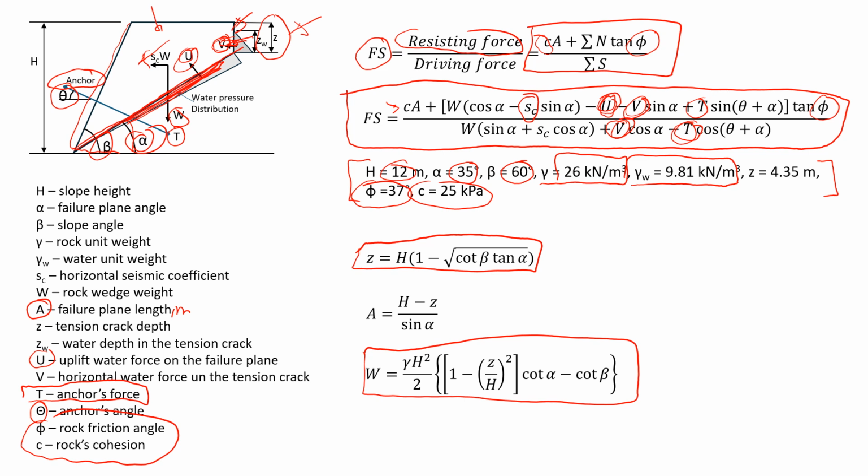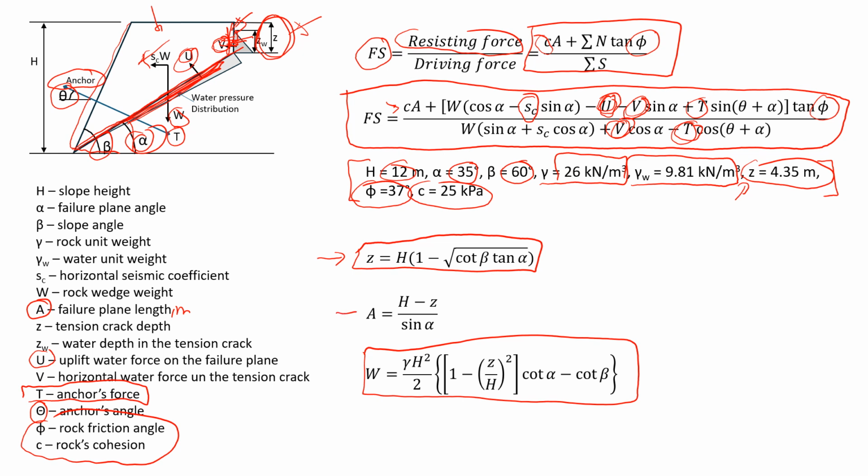Here it is given that the depth of the tension crack, so this is Z, is 4.35, but I will show you that we can actually estimate it using the formula. So what I will do first, I will show you how we can get this value Z, depth of the tension crack.